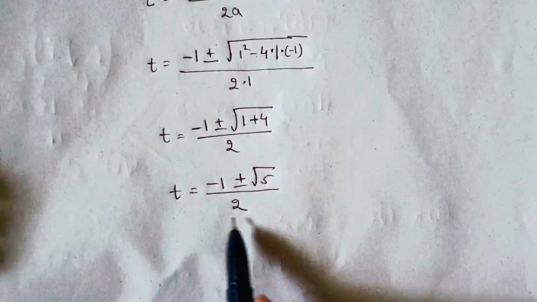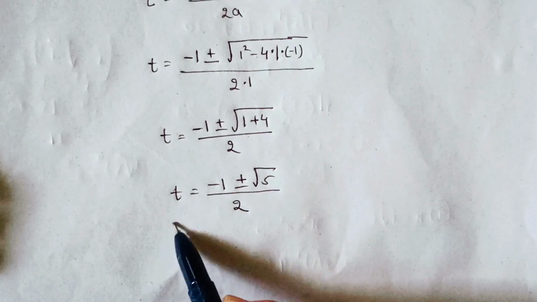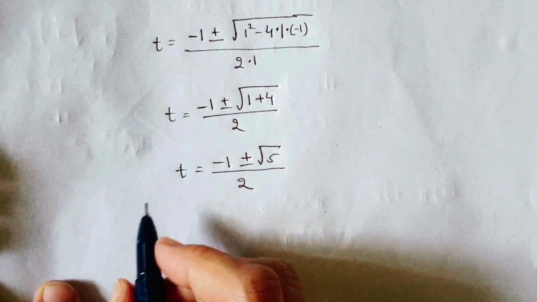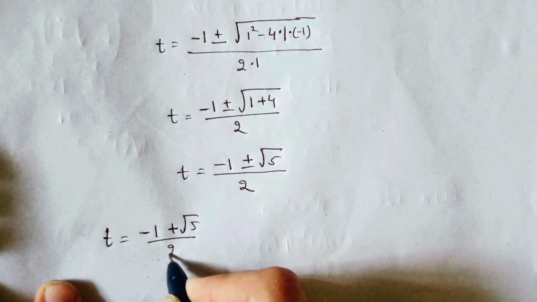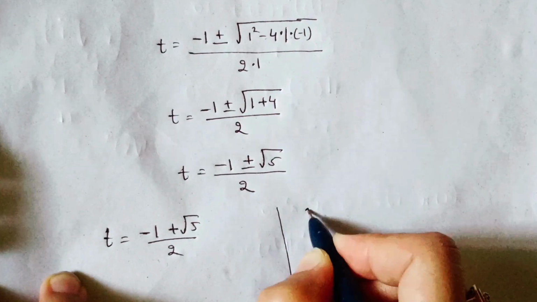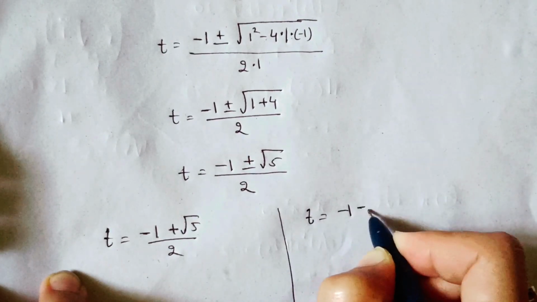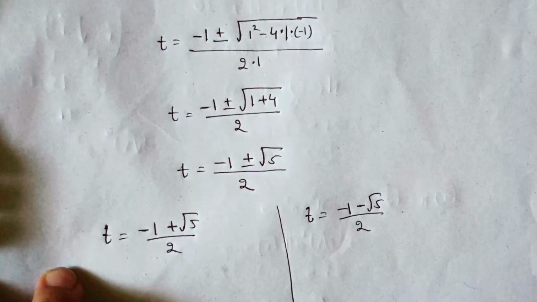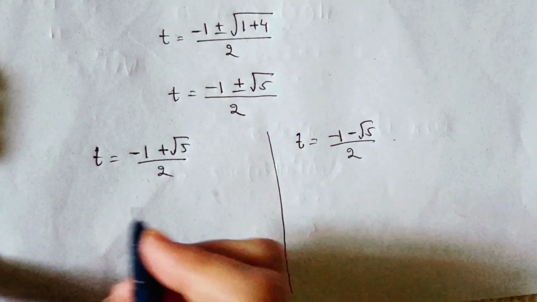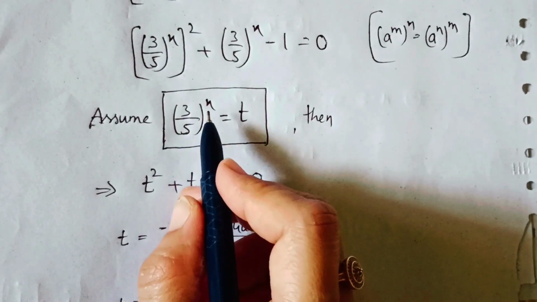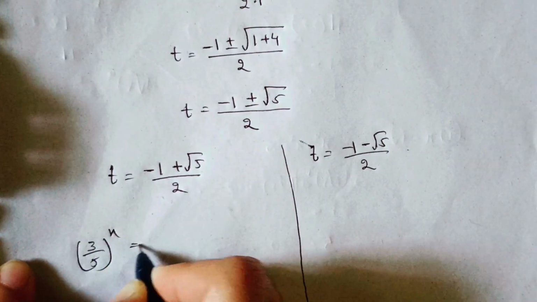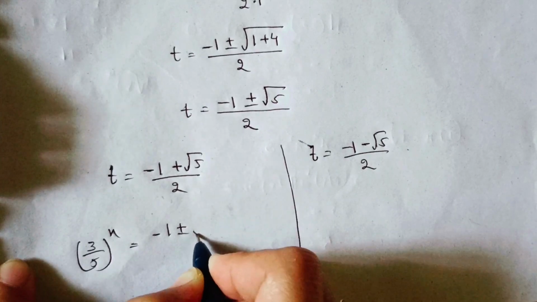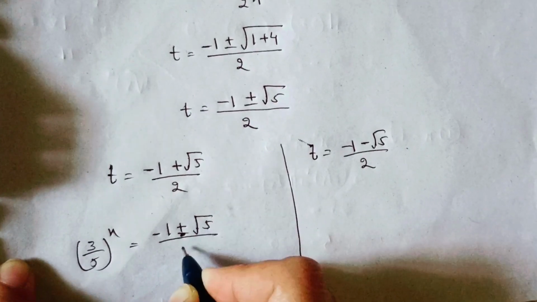Then t equal to minus 1 plus or minus square root of 5 divided by 2. So clearly this is the value of t, but here we are getting two values, which is t equal to minus 1 plus root 5 divided by 2, and the second one is t equal to minus 1 minus root 5 by 2. But we know that what we have put t as, t equal to 3 by 5 whole power x. So 3 by 5 whole power x equal to minus 1 plus root 5 by 2.